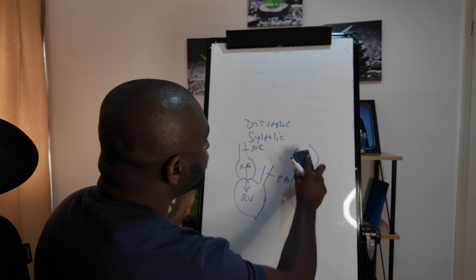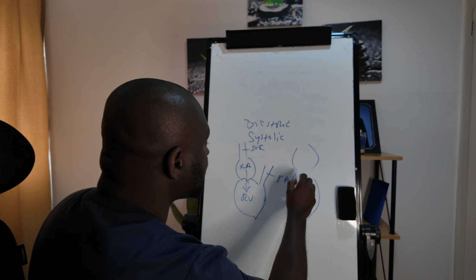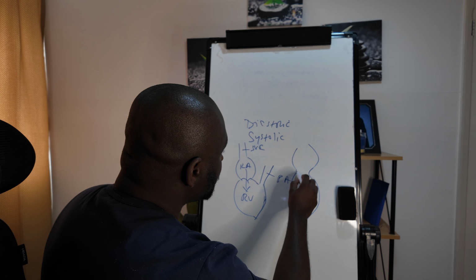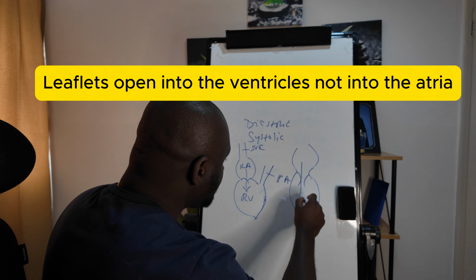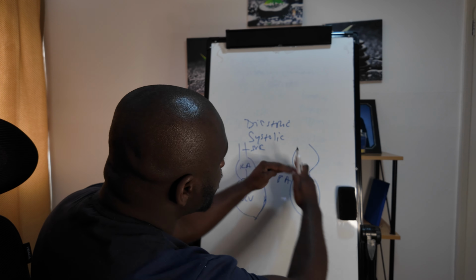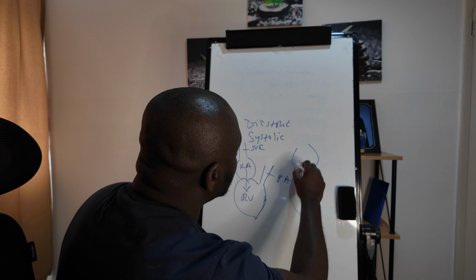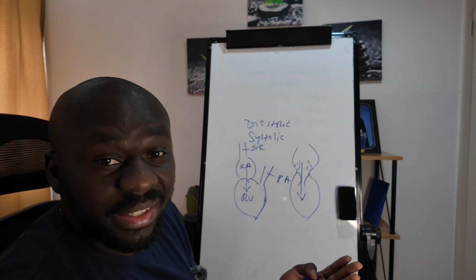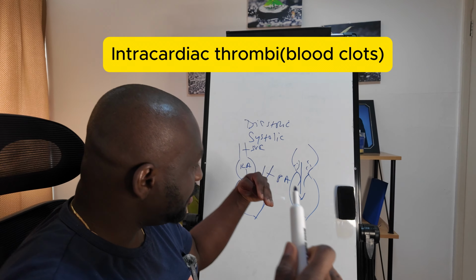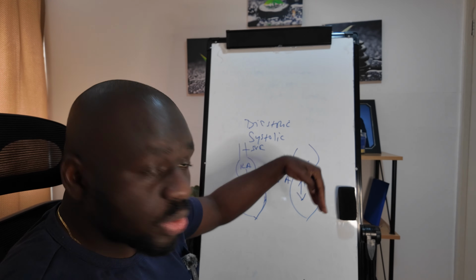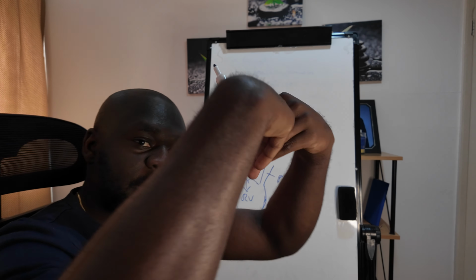So for blood to flow seamlessly from the atrium into the ventricles, the valve leaflets open into the ventricles. So you have that seamless flow of blood. If the valve leaflets were to open into the atrium, then obviously you will have some pooling of blood by the side, and that can increase the risk of having blood clots, intracardiac thrombi. So the leaflets will open into the ventricles when they open, and when they close, they will look like this. Okay, they will usually be this way.